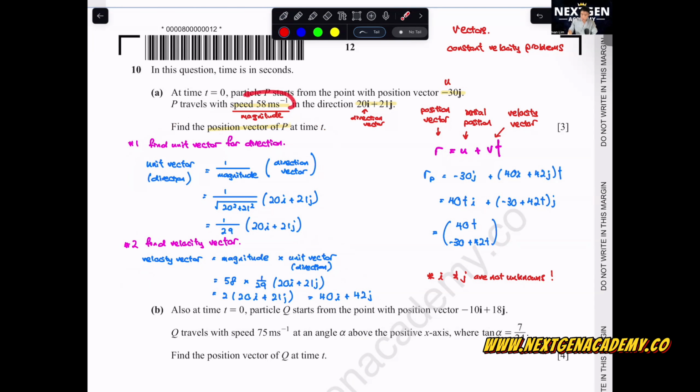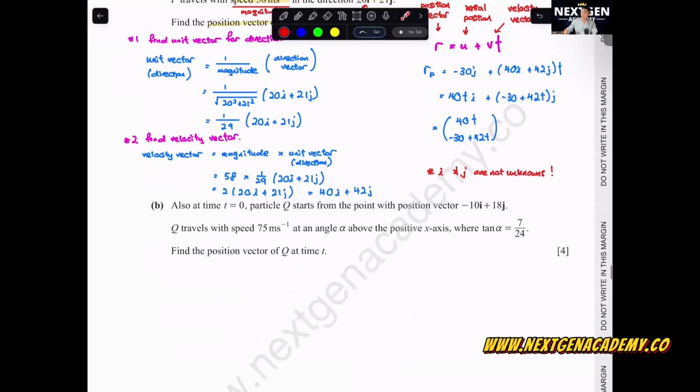Sometimes they may not use the word speed. Sometimes they may use the word magnitude. But you need to remember speed is magnitude. Speed is a magnitude because there's no direction to it. Okay, let's go to question B.